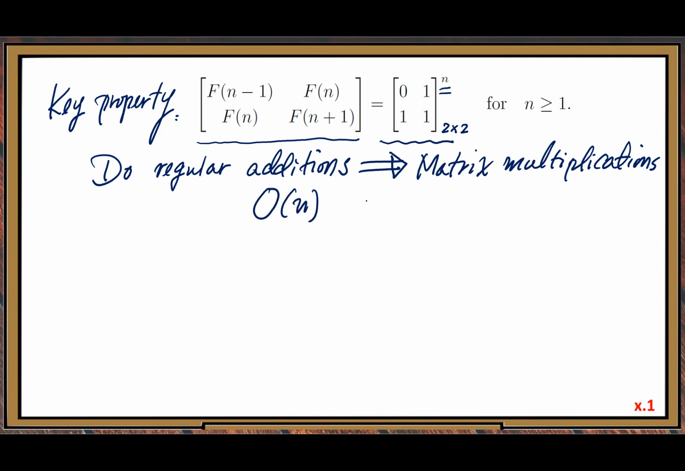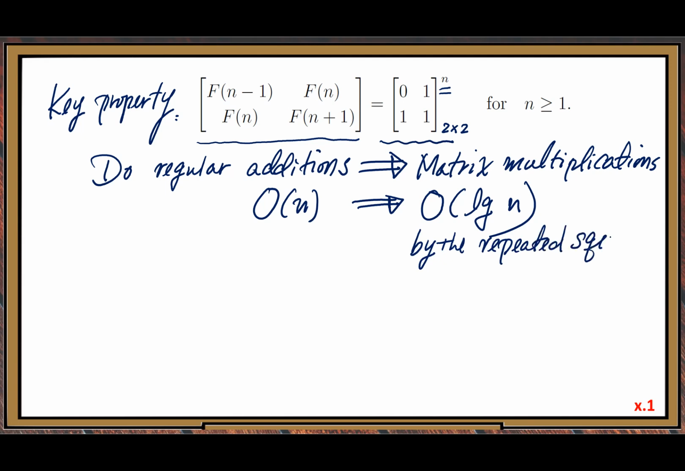The good thing of this property is after this conversion, a big O of n algorithm can be converted to big O of log n. Because when we calculate matrix exponentiation, we can use repeated squaring, right? Remember, repeated squaring. By the repeated squaring technique, we can get big O of log n efficiency. That's a big improvement, from big O of n to big O of log n.